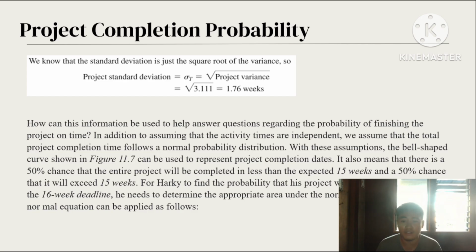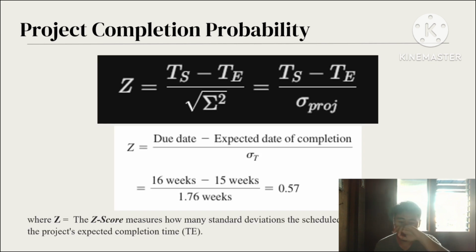So for Harky to find the probability that his project will be finished on or before the 16-week deadline, he needs to determine the appropriate area under the normal curve. So the standard normal equation can be applied as follows. The Z-score is equal to the scheduled time minus the expected time over the square root of the summation of variances.